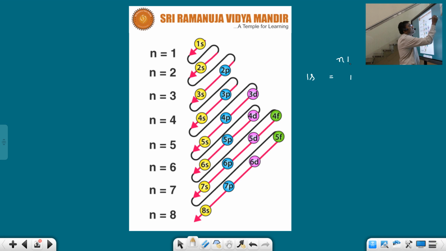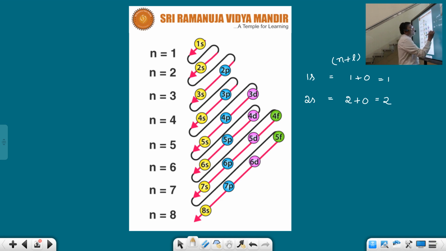First of all, we are finding the n plus L value. So 1 plus, what is the L value for s orbital? 0. So that is equal to 1. Next, 2s orbital. What is the n plus L value? 2 plus 0, that is equal to 2.